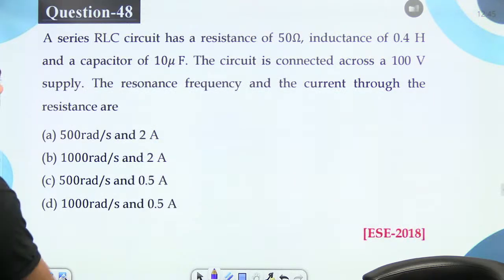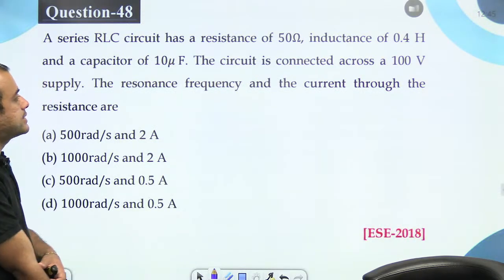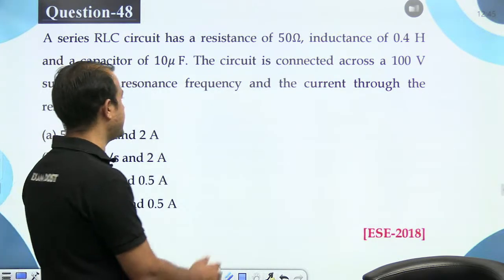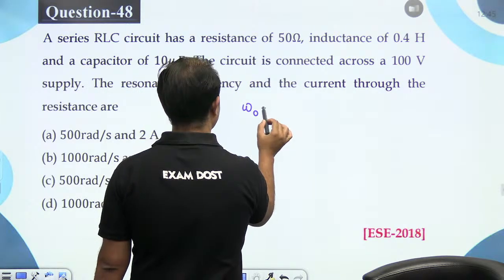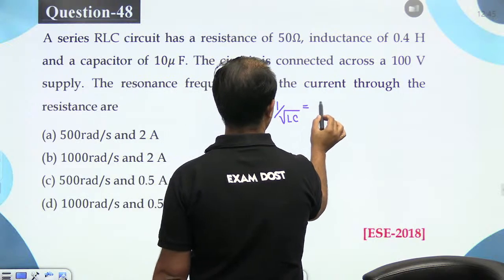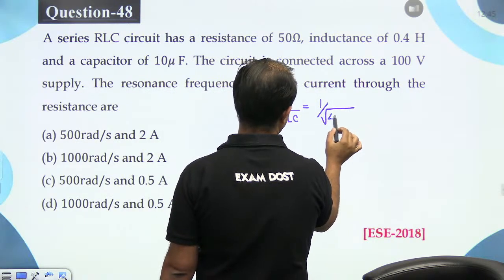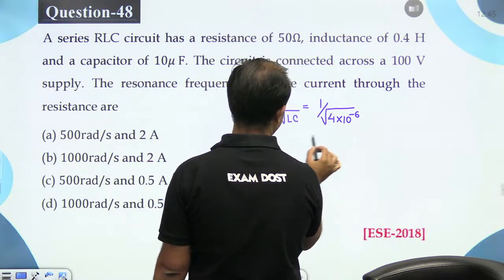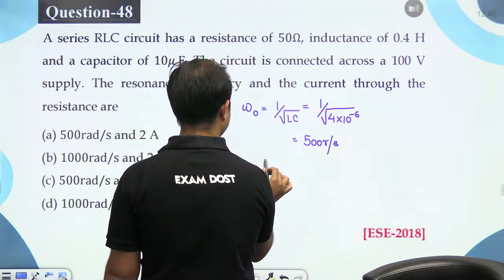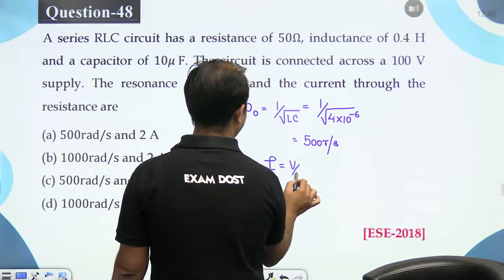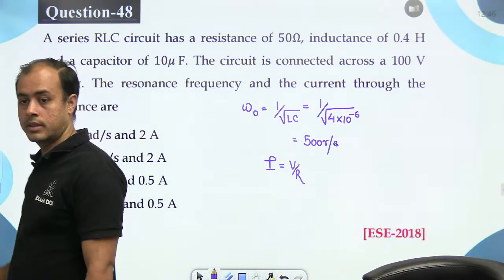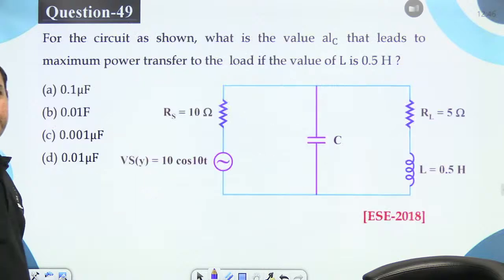A series RLC circuit has RLC connected across 100 volt supply, resonance frequency, and the current across resistor. So resonance frequency is 1 by root LC, 0.4 or 10 microfarad. (500 radian per second). Current is V by R, 100 by 52. ठीक है, easy, 502 ampere.